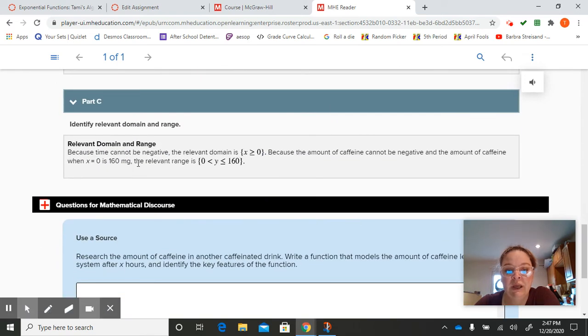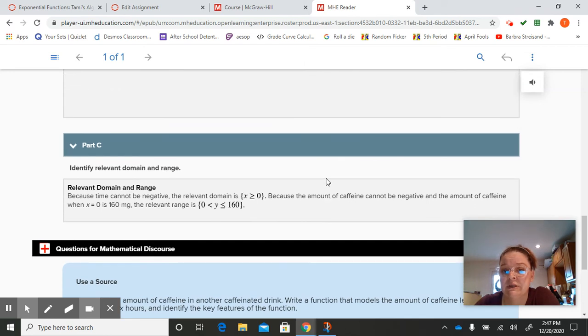The relevant domain: we're not going to talk about negative time. We're going to talk about after you drink your energy drink. So we're only looking at x's greater than or equal to 0. The amount of caffeine will not be negative, and the amount of caffeine when x is 0 is 160. So our relevant range is everything between 0 and 160.